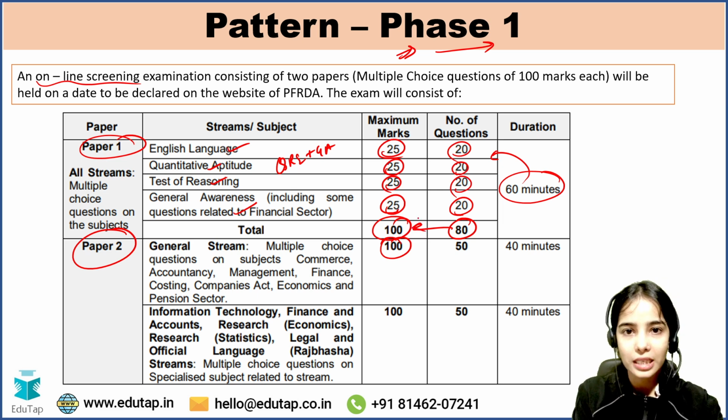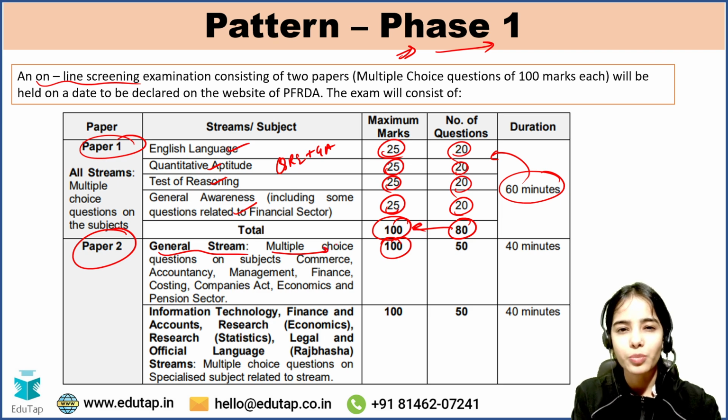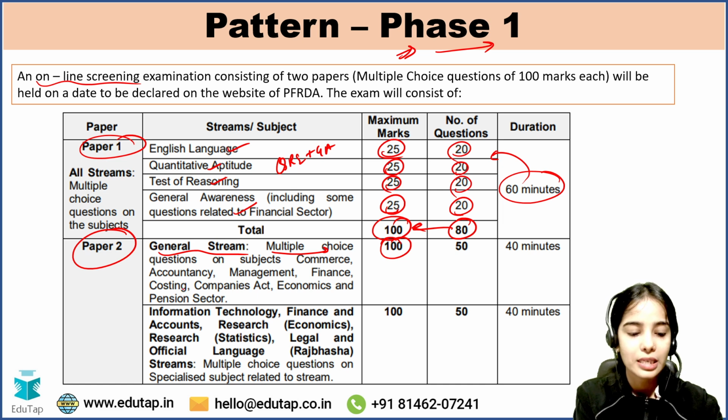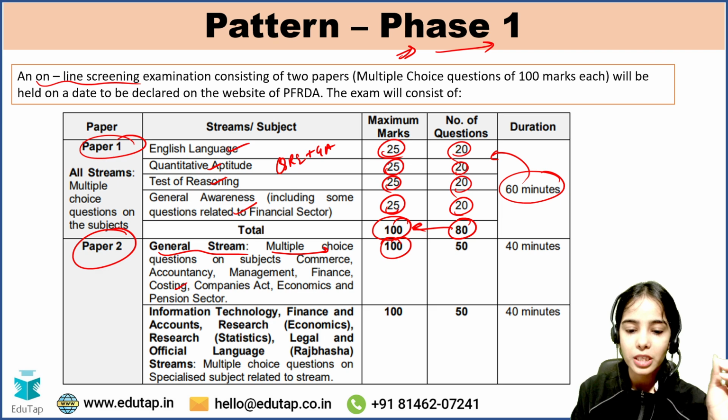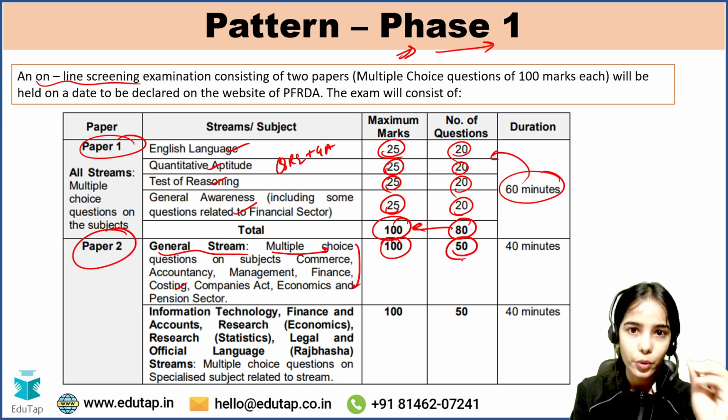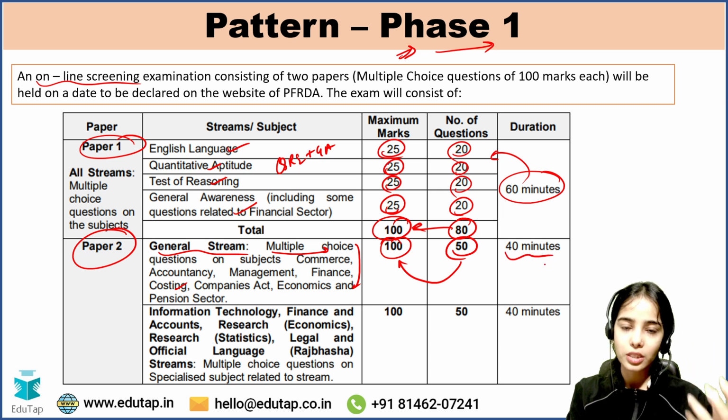Now paper 2, that is the general stream. For the general stream, there will be multiple choice questions on subjects like commerce, accountancy, management, finance, costing, Companies Act, economics and pension sector. 50 questions will be there carrying 100 marks. You will get 40 minutes to answer these questions. Okay, so this is paper 1 and paper 2.